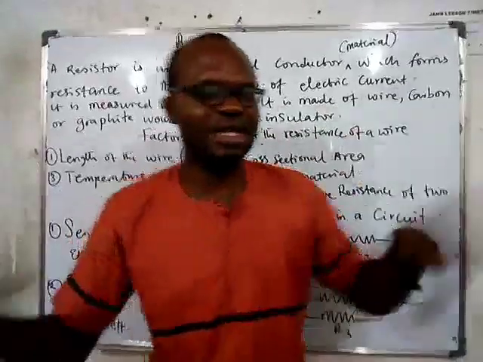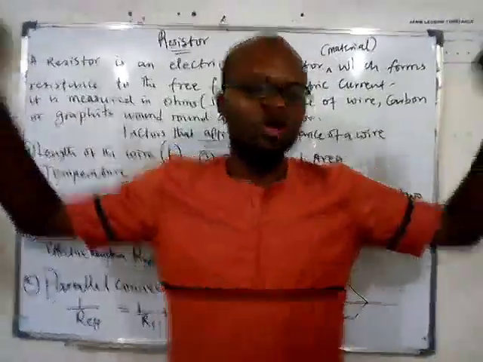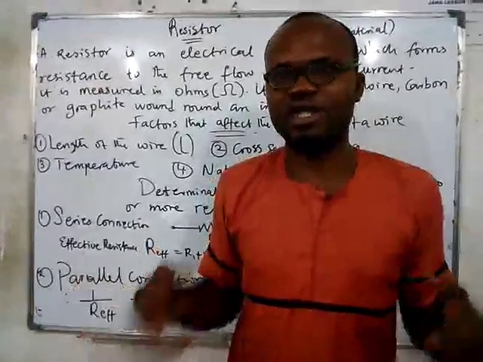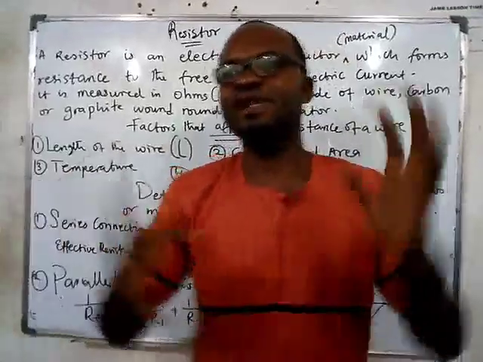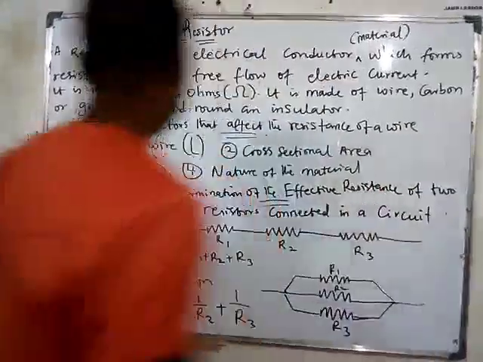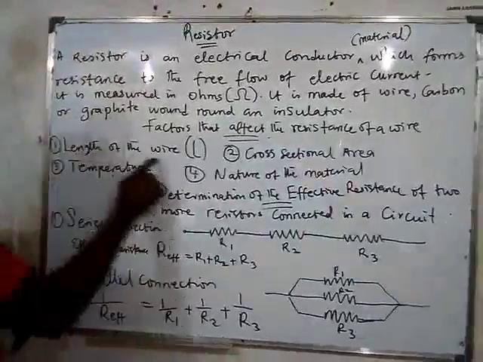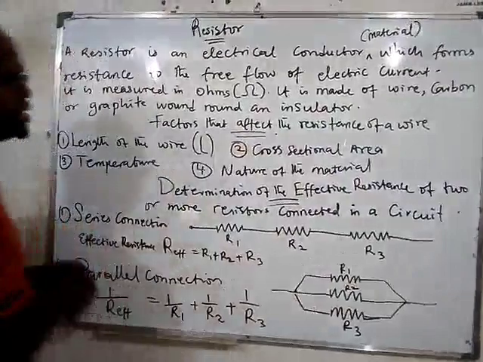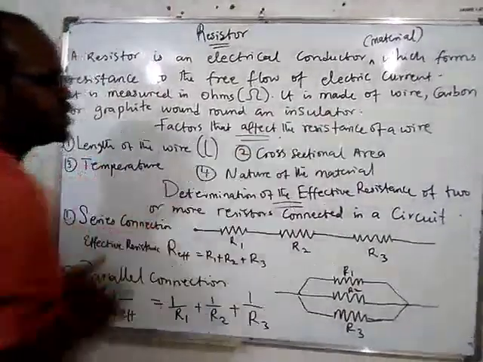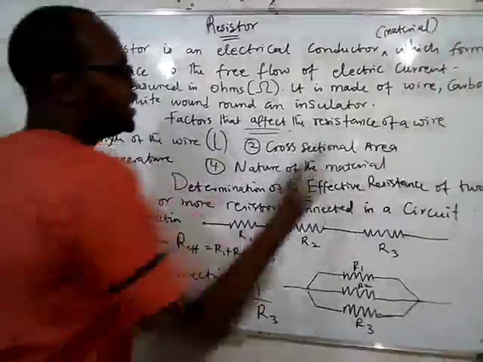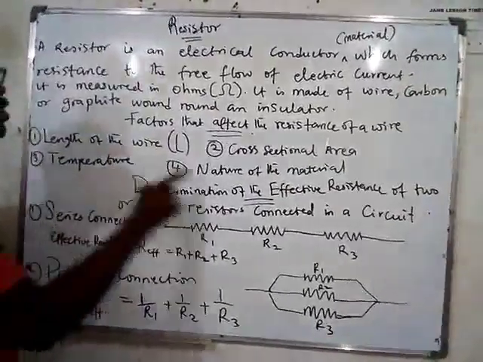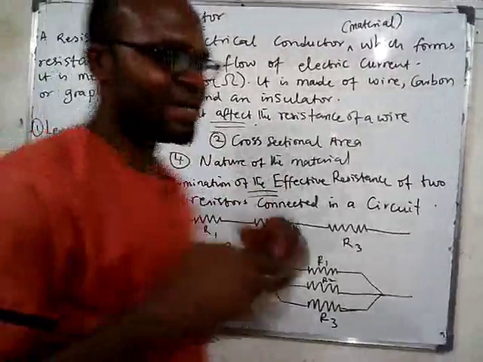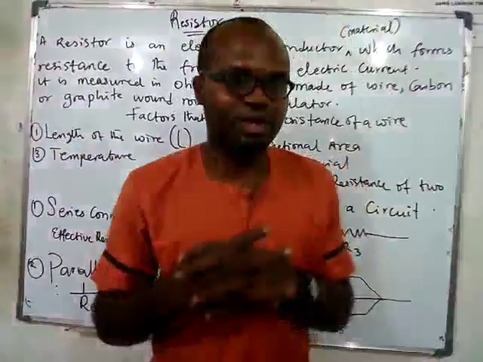What can make the resistance of a wire to be so big or to be so small? What are those factors? Jambo will ask you, which of the following is not a factor affecting the resistance of a wire? The options we have here are: length of a wire, cross-sectional area of the insulator plate, temperature of the resistor, or the nature of the material that the insulator is made up of.